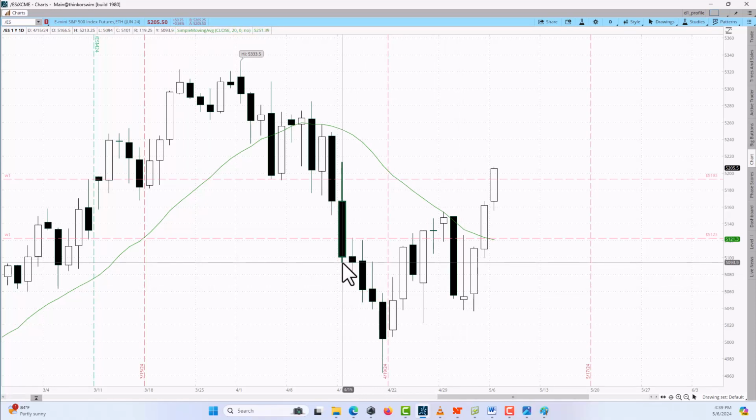You can see the setup right here, right? It breaks, and then it breaks back, and 2 doji candles hang above. That's why it broke back. So right there.